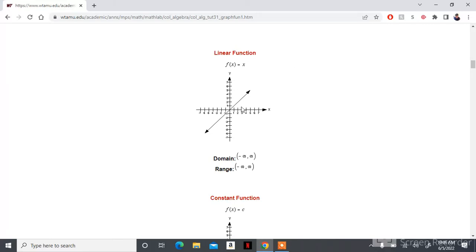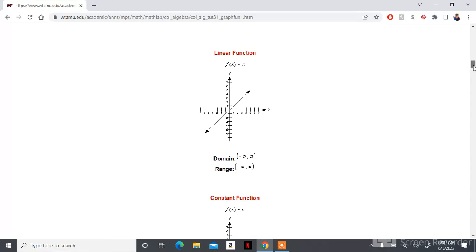This graph is, wait, hold on. Linear function is f of x equals x. Real quick, functions are a particular type of formula.